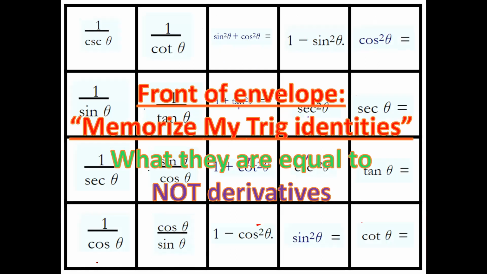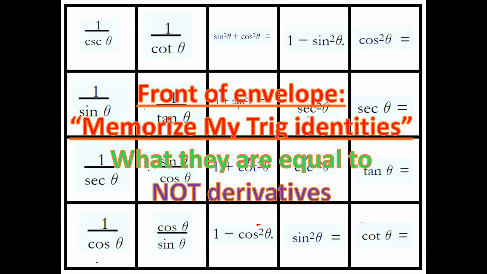So in front of the envelope, you are going to write down, memorize my trig identities. I know this is something that you should have done last semester in trigonometry and pre-calculus, but unfortunately, some of you either didn't remember it, or you probably just need a little bit more practice, in which case that is totally fine. So what are they equal to? And these are not derivatives.